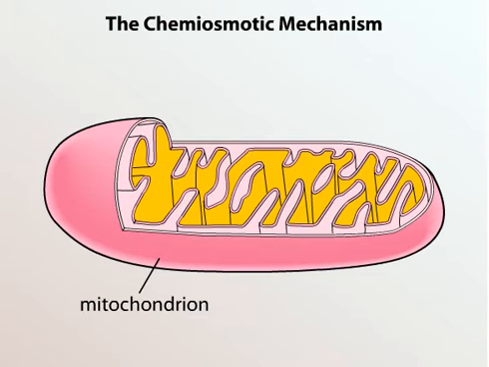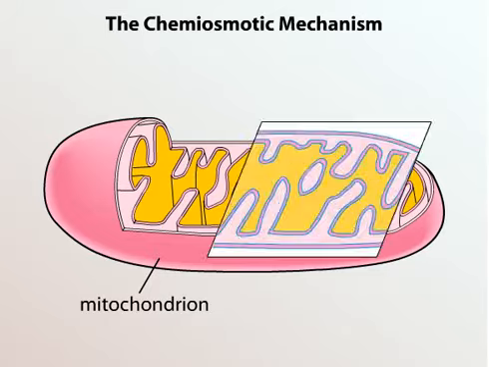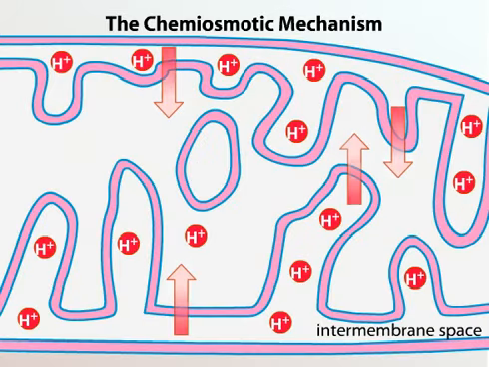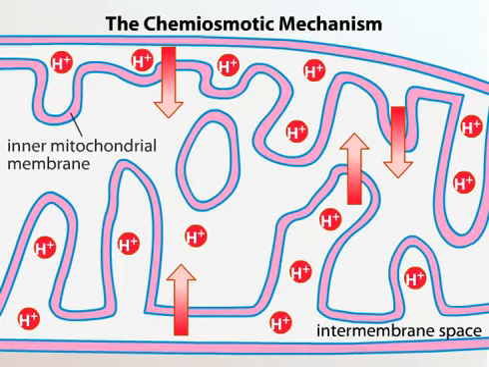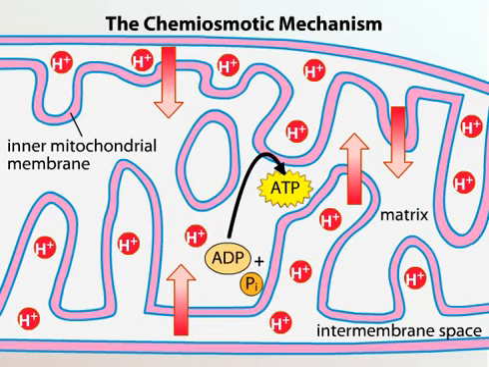In 1961, Peter Mitchell proposed a mechanism called the Chemiosmotic Mechanism to describe how the mitochondrion fuels ATP production. He proposed that a gradient of protons forms across the inner mitochondrial membrane and that the movement of protons down this gradient into the matrix provides the energy to produce ATP.